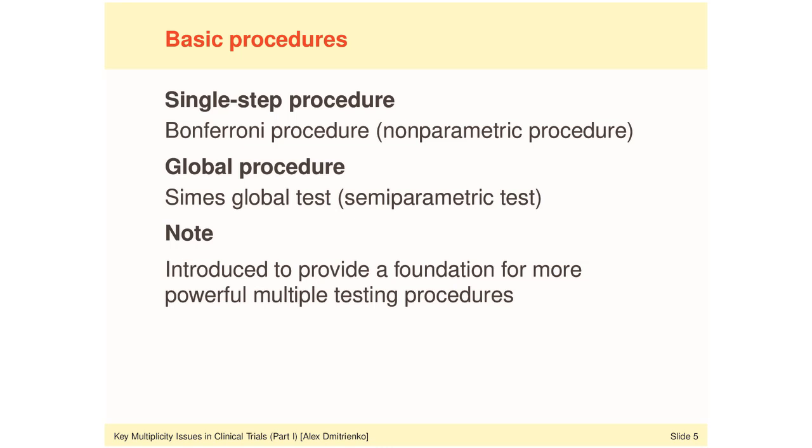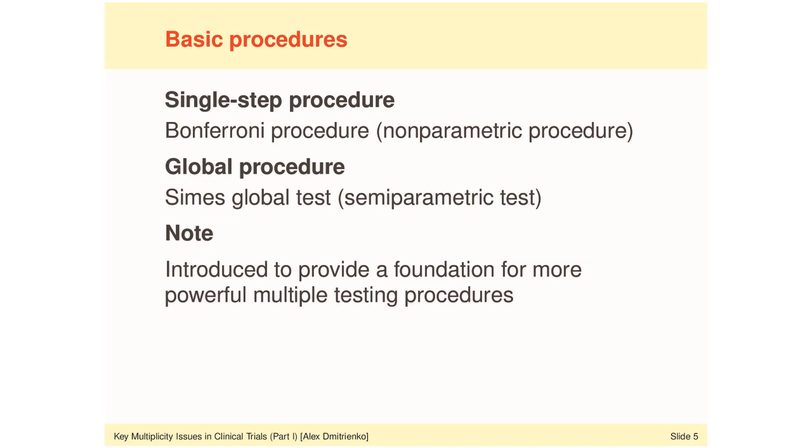The Bonferroni procedure is a non-parametric procedure. It is used in clinical drug development, but it is not very efficient. In fact, it is the least efficient, the most conservative way to perform a multiplicity adjustment. There are plenty of alternatives, and the Bonferroni procedure should be in general considered only as the very last resort.